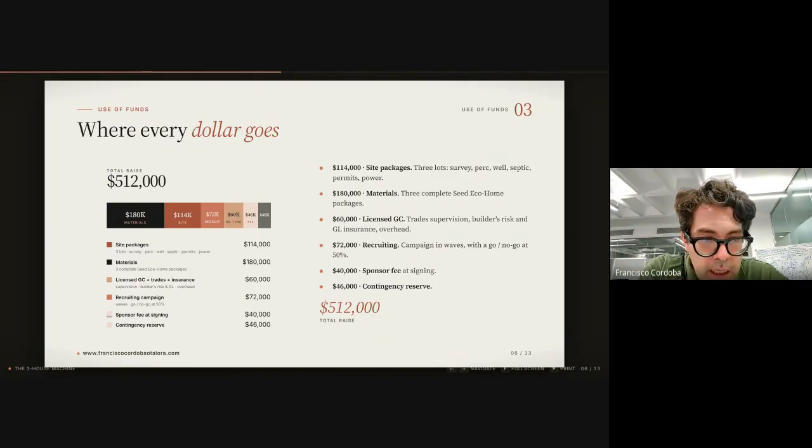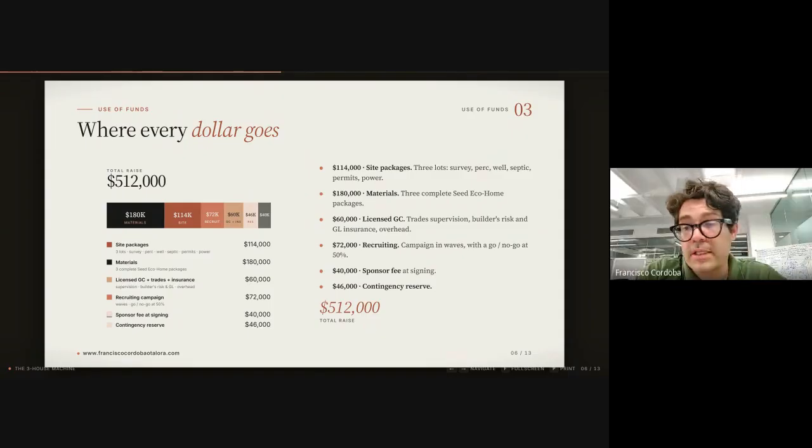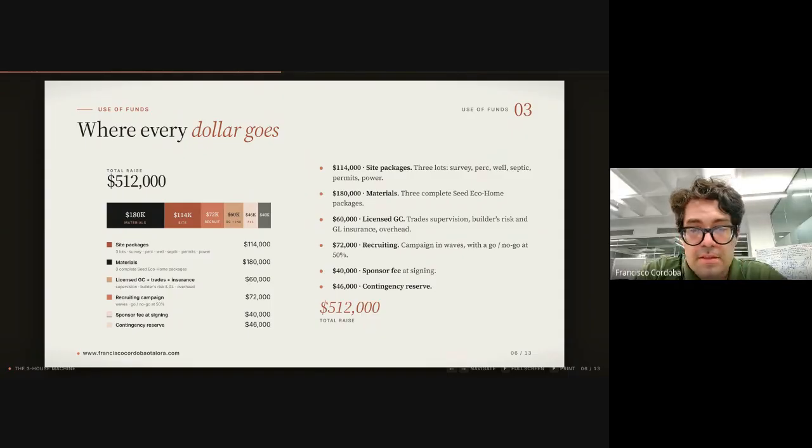I put a sponsor fee, which is what I want to earn from setting up this model. This I call a sponsor fee, and a contingency and reserve. This is the way that I have calculated the 512,000.